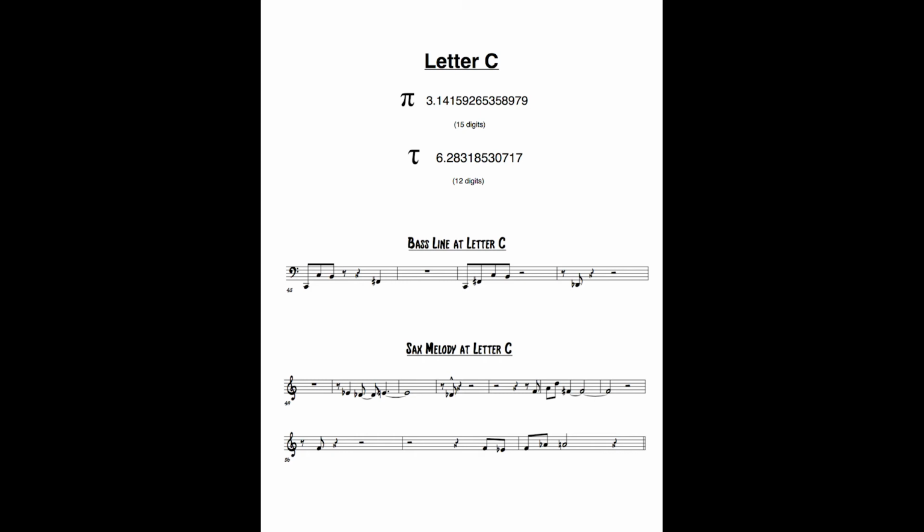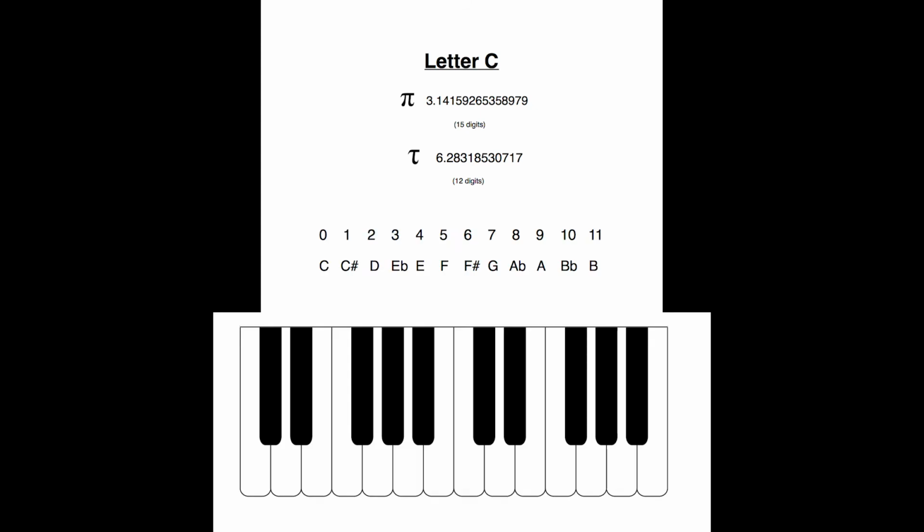Now another way that I used pi in the sax melody is I used the same concept before where I assigned a note per number, but instead of doing it on a C major scale like before, I did it on a chromatic scale, so every note. And also instead of starting at 1, I started at 0. So C was 0, C sharp was 1, D was 2, 3, 4, 5, 6, so on and so forth. And then when you get to 10, that's B flat.